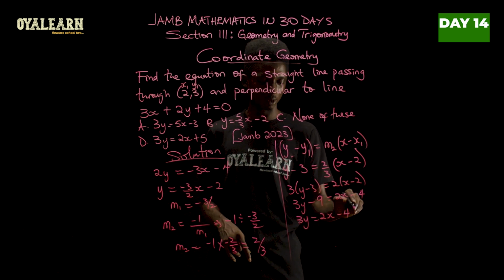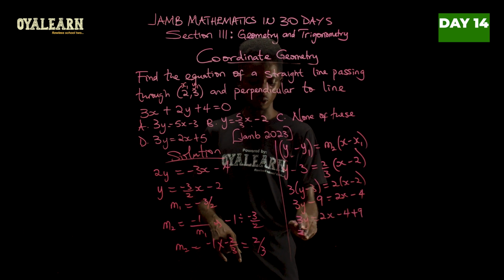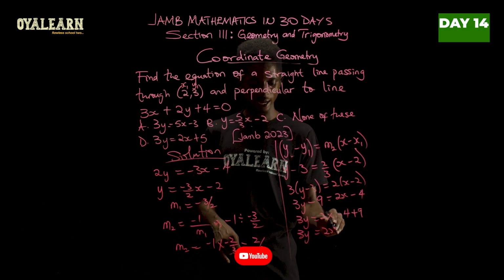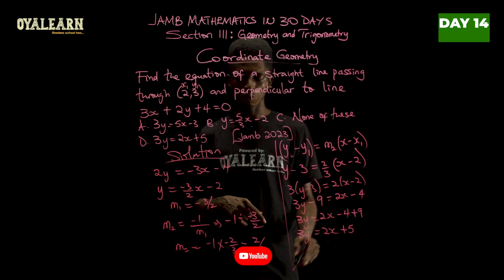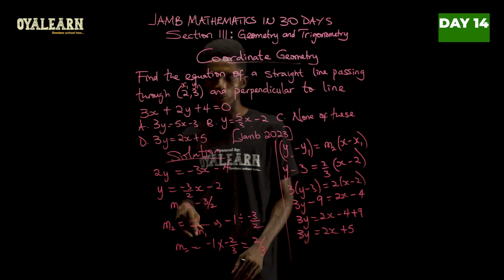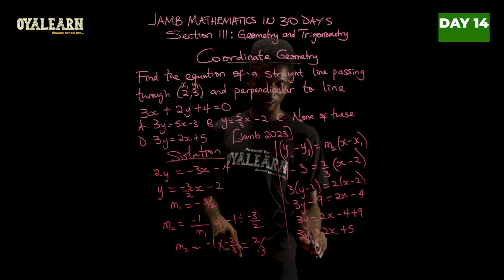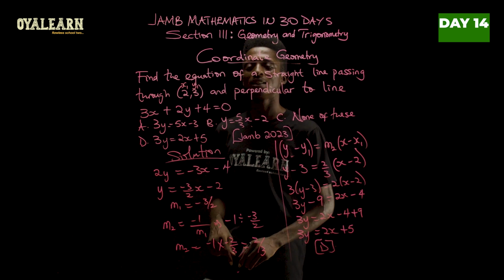Now when minus 9 comes, it becomes plus 9. So 3y equals 2x. Now minus 4 plus 9 will give us plus 5. So when we compare this with the options provided, we see it is the same with what we have in option D. So our answer is D.